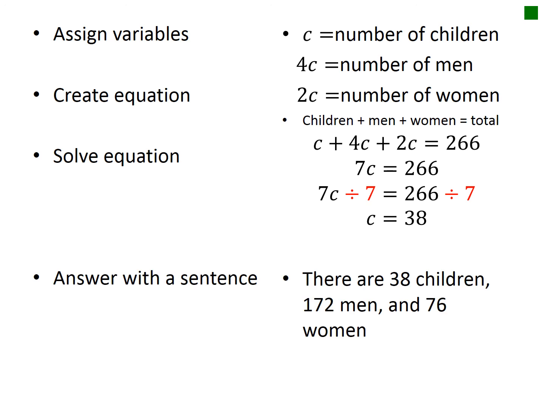In a problem like this, it's important that you check some of the criteria of the problem. For example, it wouldn't be possible to have 38 and a half children. The answer in this problem has to be a whole number. We had 38 children, 172 men, and 76 women. When we check, we should check to make sure that 38 plus 172 plus 76 gives us our total of 266 total people.